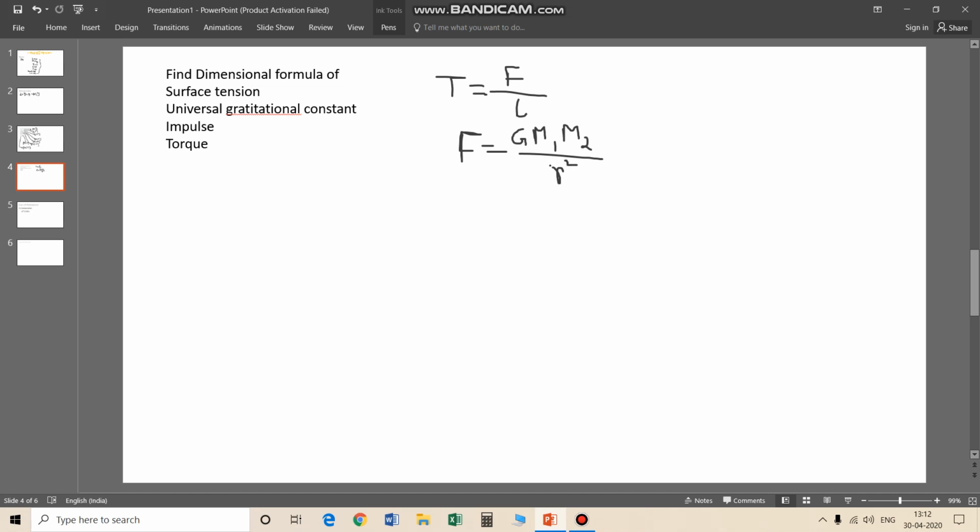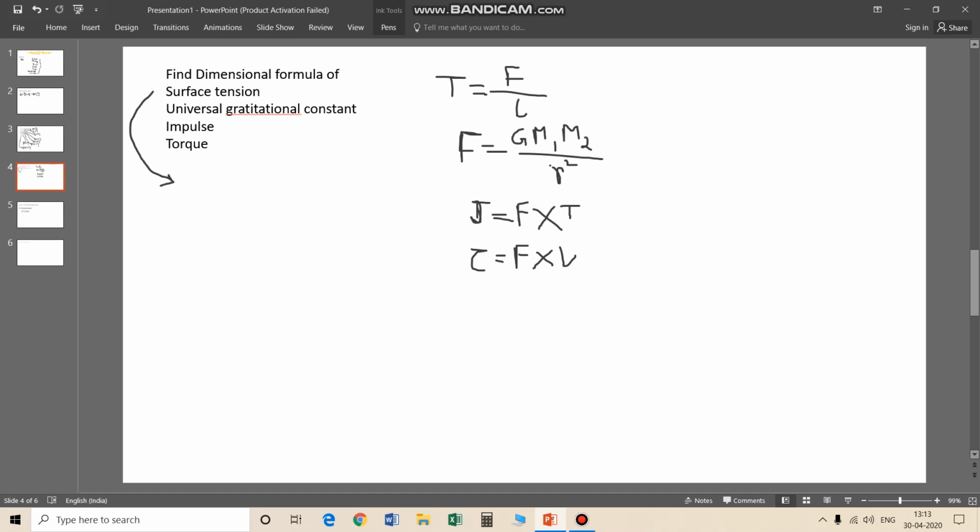What is impulse? Impulse is represented by J because I is already current. Now this is F into T. Torque is tau, which is F into L. Now you may try the question by pausing the video. I am moving on to the solution.